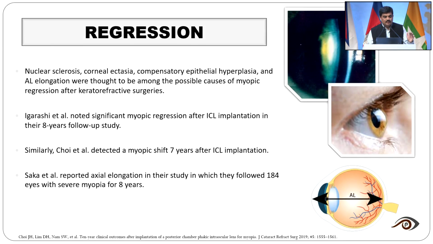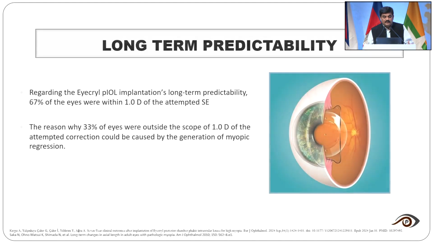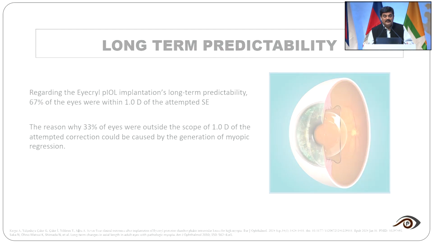Regarding regression, of course, normally as the age progresses, regression can happen. Igarashi noted significant myopic regression after ICL implantation in the 8-year follow-up study. Similarly, another study shows a myopic shift 7 years after ICL implantation. For long-term predictability of Phakic IOL implantation, 67% of the eyes were within 1 diopter of attempted spherical equivalent. The reason 33% were outside 1 diopter of the attempted correction could be the generation of myopic regression.